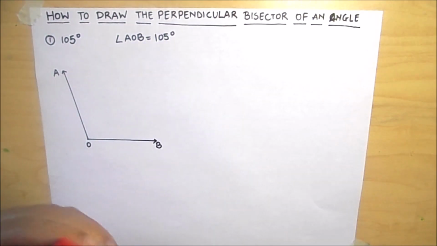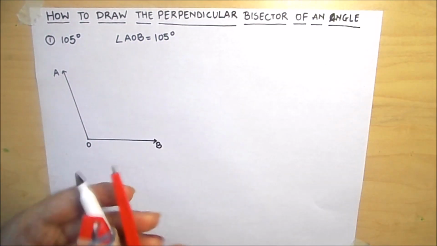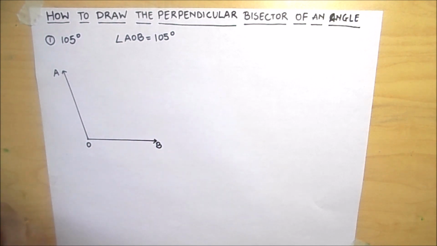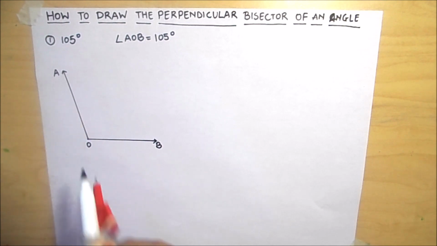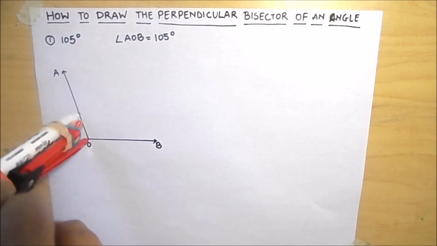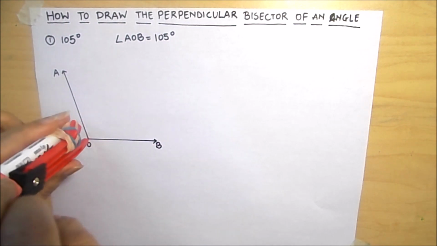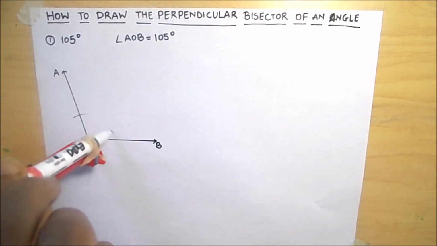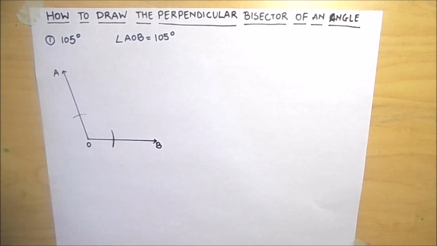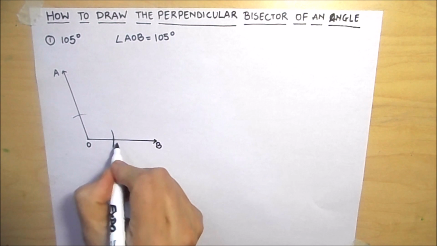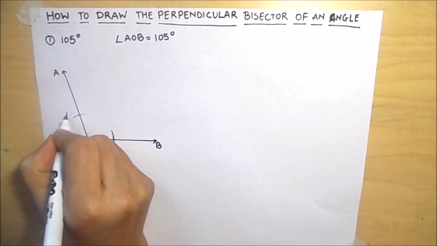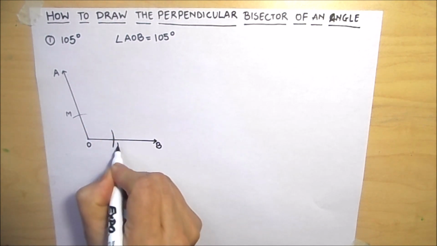Now with O as center and any radius in your compass, draw an arc cutting the two lines of the angle. You can take any radius. Draw an arc cutting the two sides of the angle. Now let's mark these points as M and N.